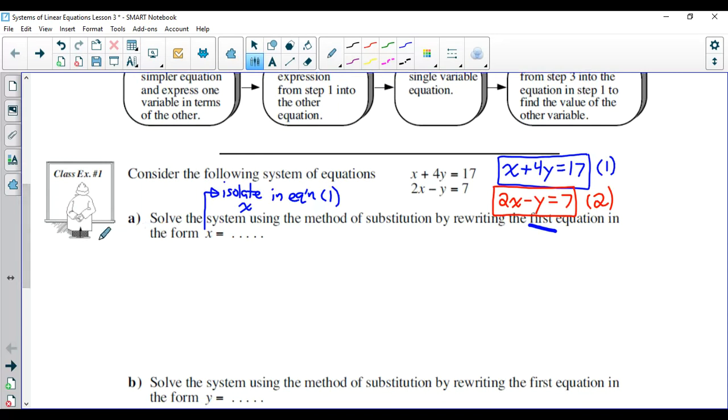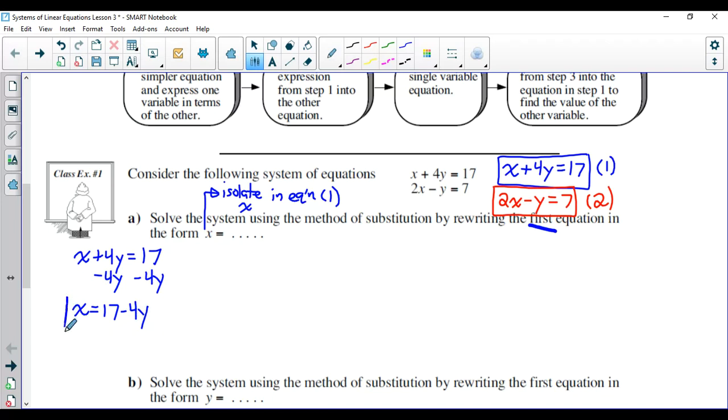Okay, so I'll go ahead and do that. Let's write out the equation. x plus 4y is equal to 17. To get x by itself, I'm just going to subtract 4y from both sides of the equation. So subtract 4y, subtract 4y. That would then leave me with x is equal to 17 minus 4y.